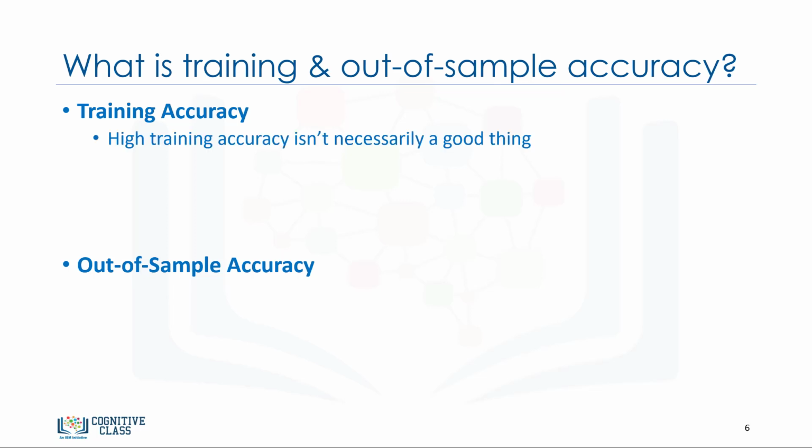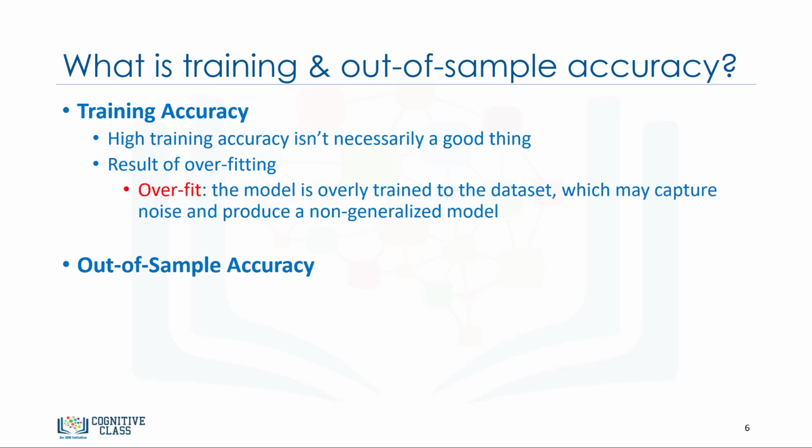However, a high training accuracy isn't necessarily a good thing. For instance, having a high training accuracy may result in an overfit of the data. This means that the model is overly trained to the dataset, which may capture noise and produce a non-generalized model.